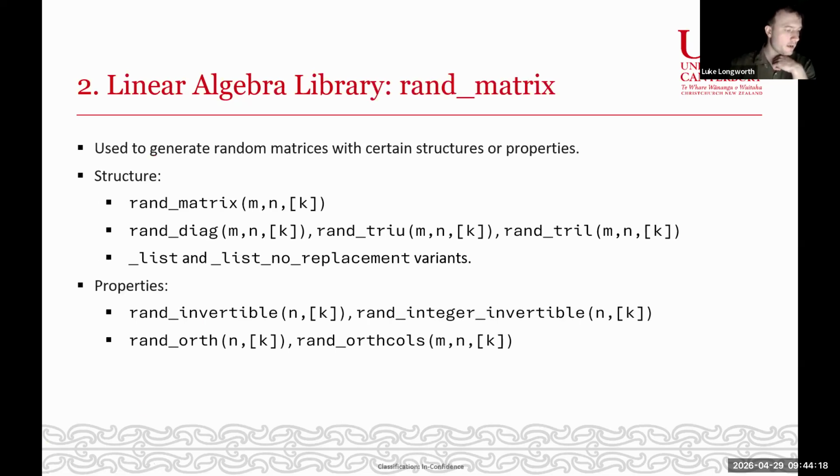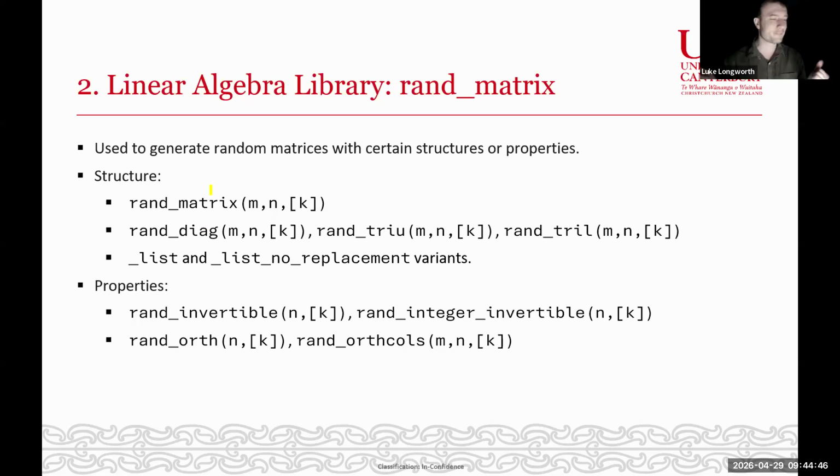Now, in here, the Rand Matrix file is divided into 2 main families. We've got some that talk about the structure of the matrix, so randomly generating matrices with a certain structure or shape, and then there are a series that are used for properties. So I'll talk about these each, but you can read more about these.